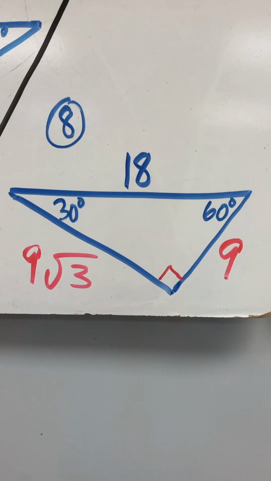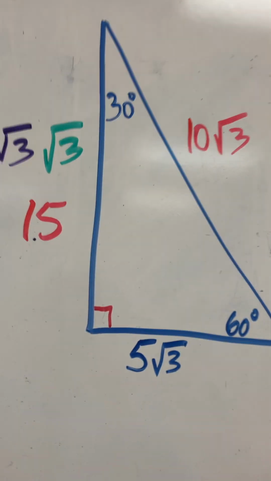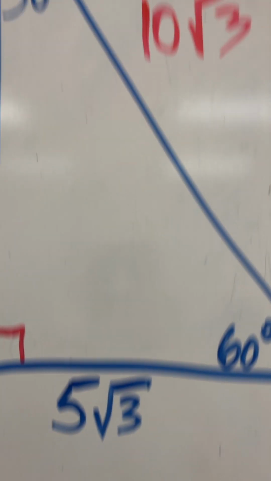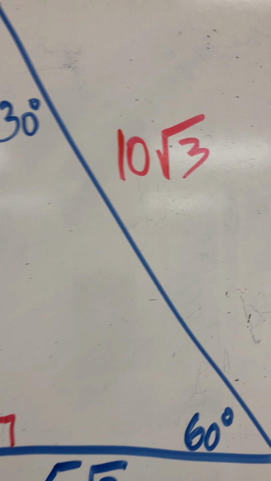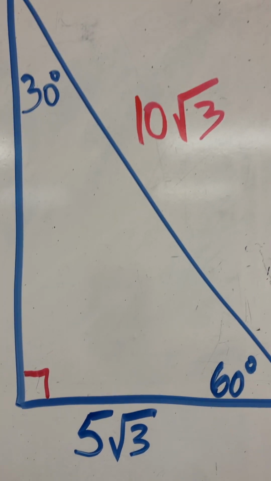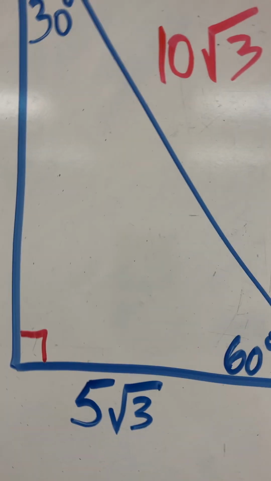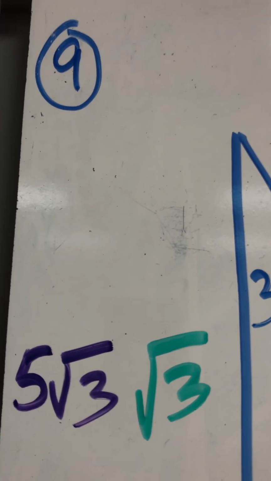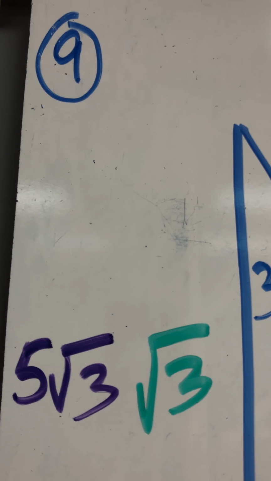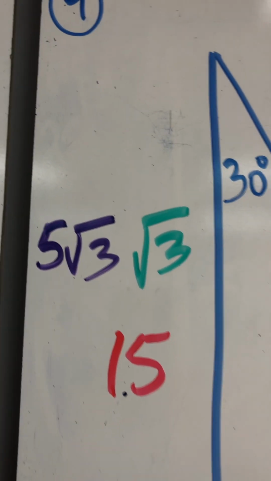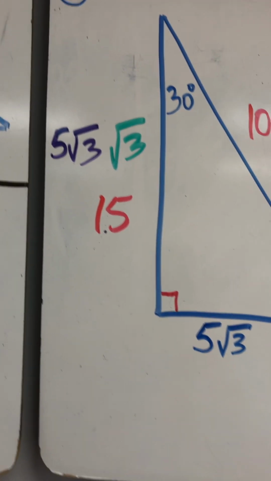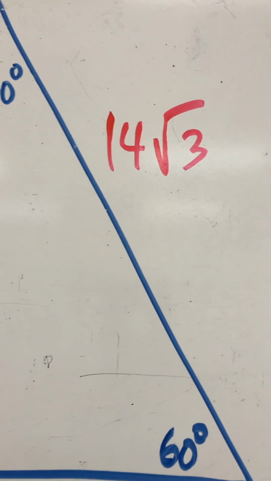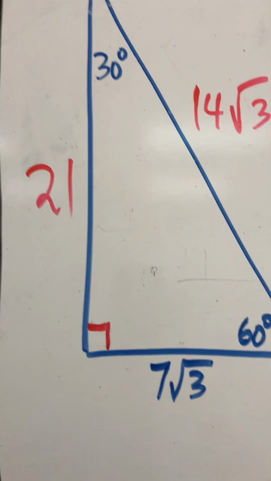Now, what if the short leg is 5 square root of 3? To double it, it's 10 square root of 3, right? But then to get the long leg, isn't it times square root of 3? What's 5 square root of 3 times square root of 3? Isn't square root of 3 times square root of 3 equal to 3? So what's 5 times 3? 15, right? So what if you got 7 square root of 3? The hypotenuse is 14 square root of 3. And isn't this 21, right?